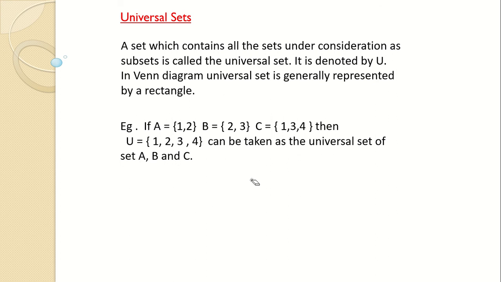Now we'll see one example. If A is the set {1, 2}, B is {2, 3} and C is {1, 3, 4}, then the set {1, 2, 3, 4} can be taken as the universal set of A, B and C, because this set U will have all these three sets contained inside it. The universal set is the set which has to have all its subsets in it. So basically it is the biggest set and contains all the sets under consideration as subsets.